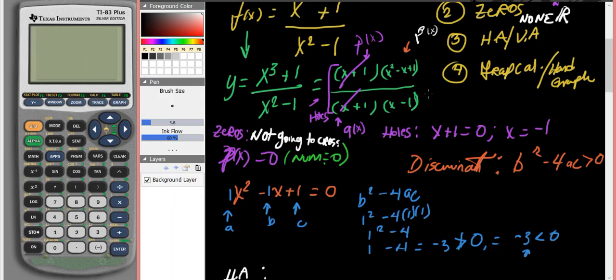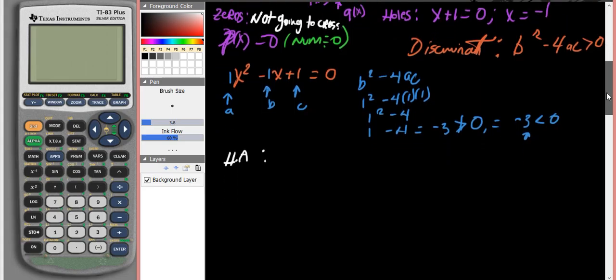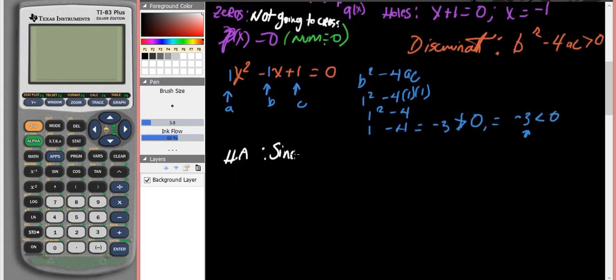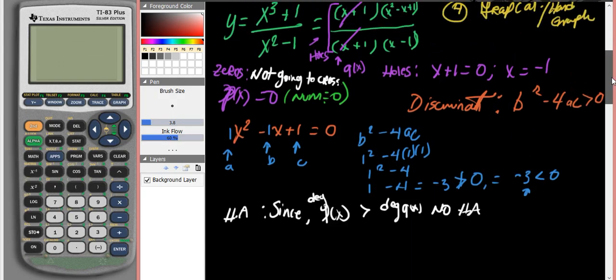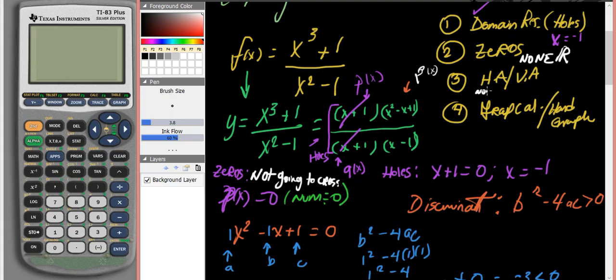Okay? So we see when this is greater than this, we usually say there's no horizontal asymptote. Okay? So let's go ahead and write that down here. So, we'll give a little reasoning behind that, since the degree of P of x is greater than the degree of Q of x, no horizontal asymptote. Okay, so under horizontal asymptote, we're going to write none.